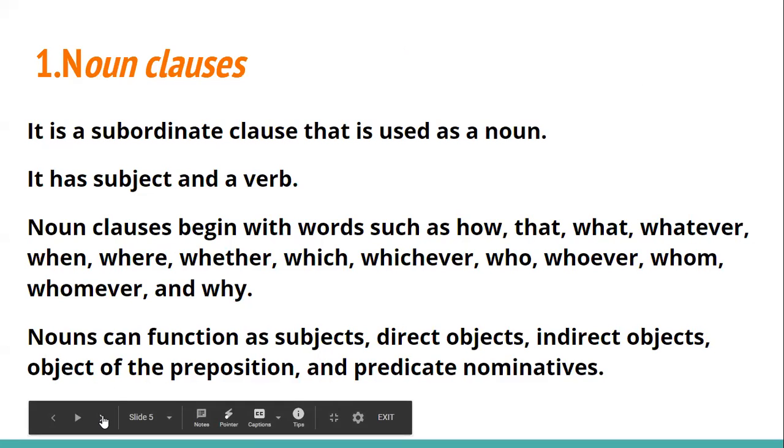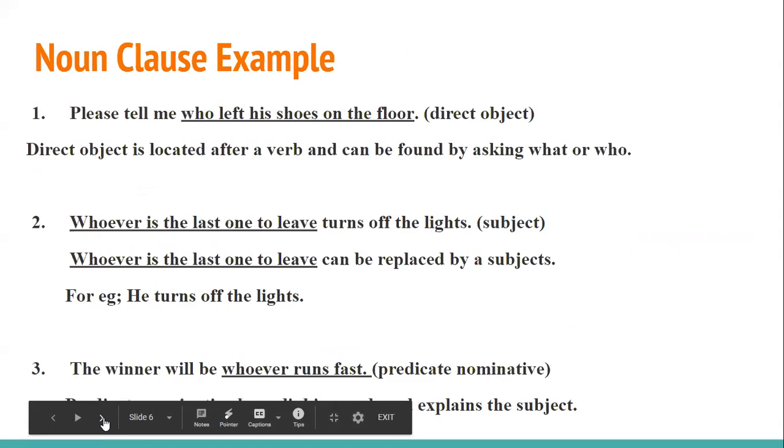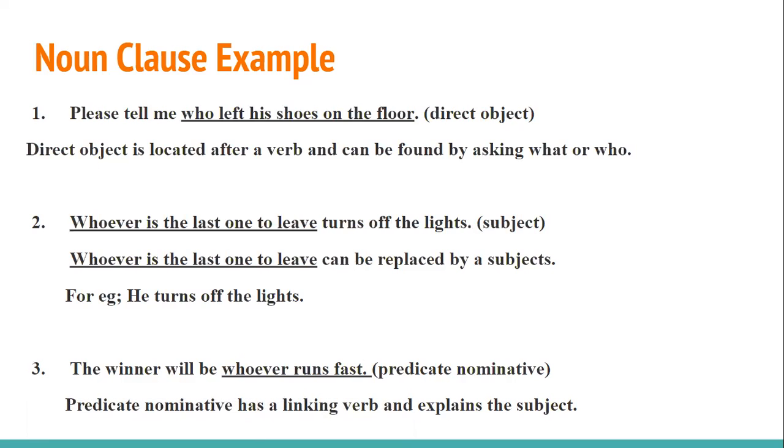I have presented some examples of noun clauses. In the first example, "please tell me who left his shoes on the floor," "who left his shoes on the floor" is a direct object. A direct object is located after a verb and can be found by asking what or who. Here, "tell" is the verb, and "who left his shoes on the floor" is the direct object.